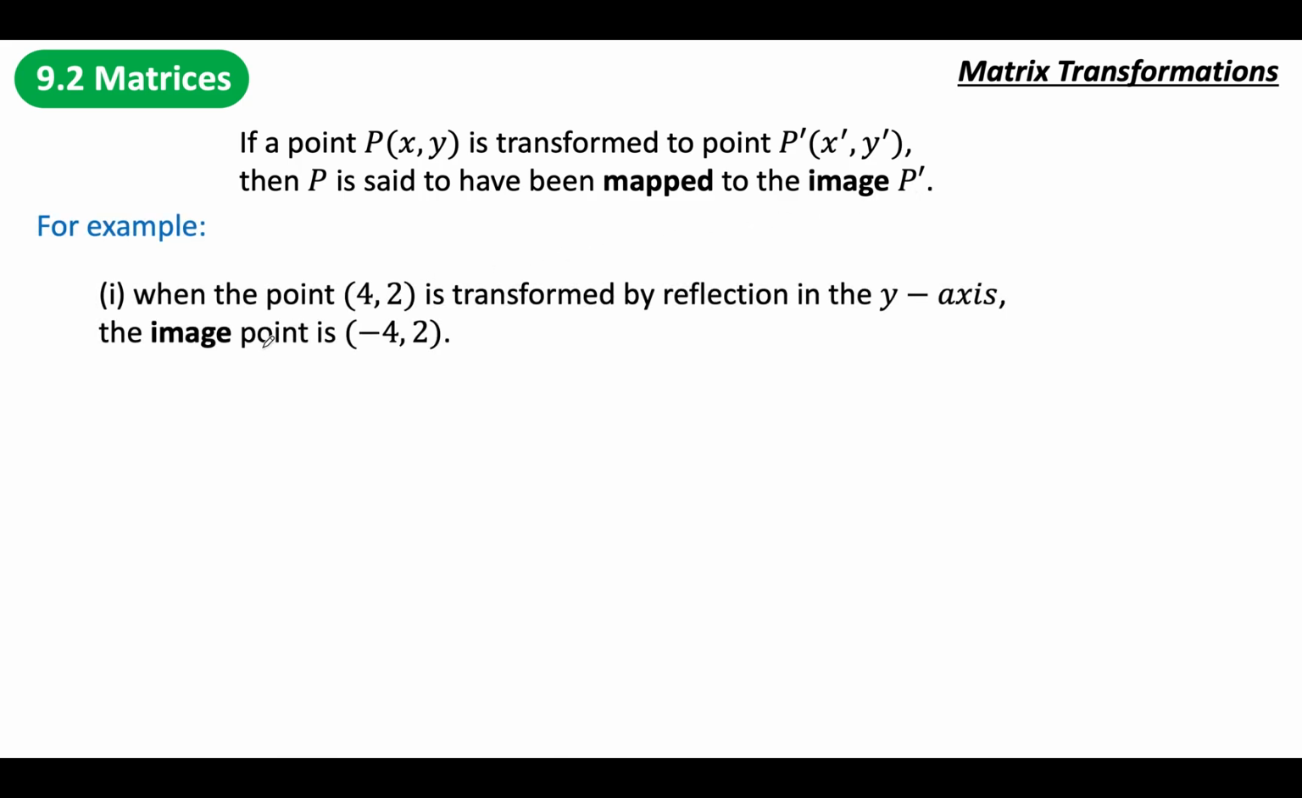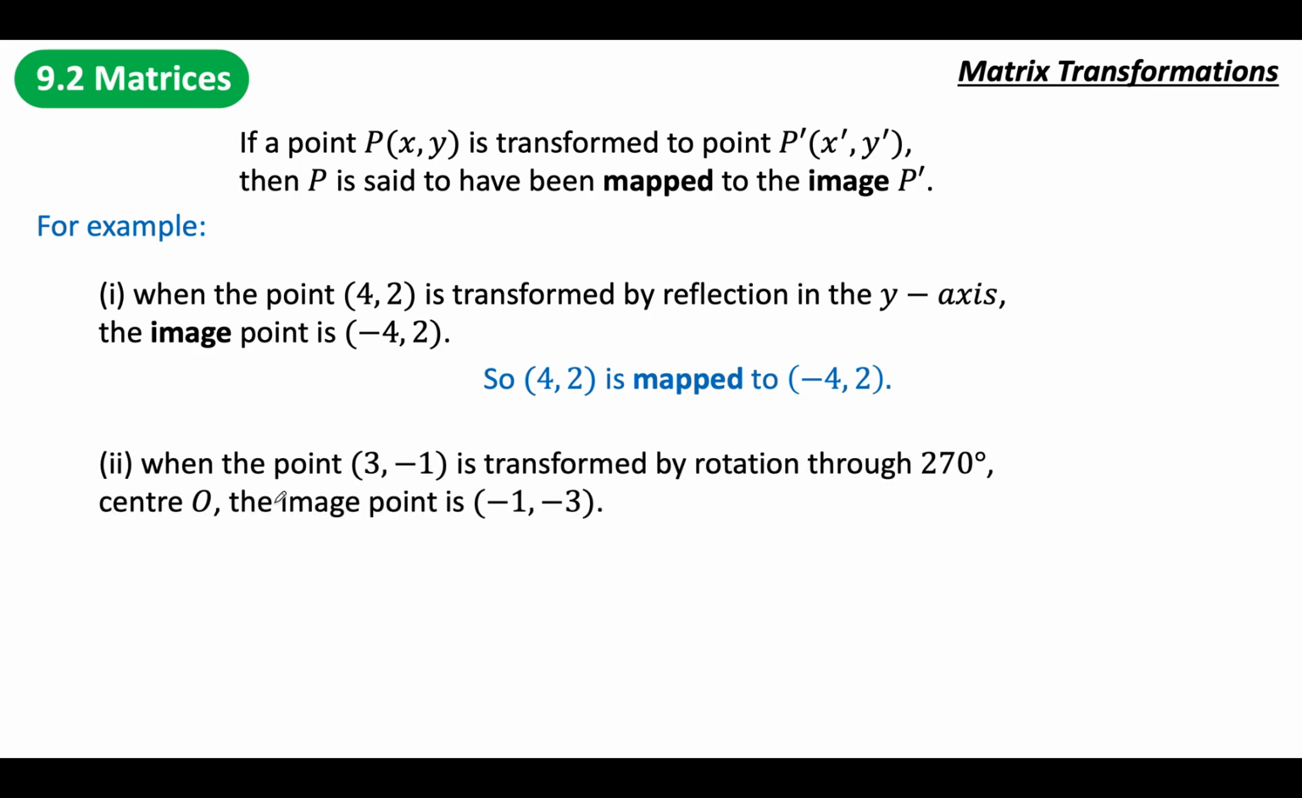So, for example, when the point 4, 2 is transformed by a reflection in the y-axis, obviously the x values in that case will switch, like polarity, I suppose. They become negative or positive. They change. So, in this particular case, 4, 2 is mapped to negative 4, 2 because it's reflecting in the y-axis, yeah?